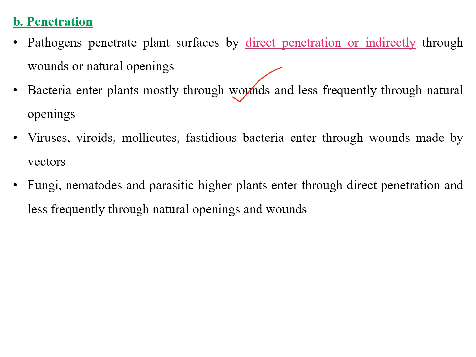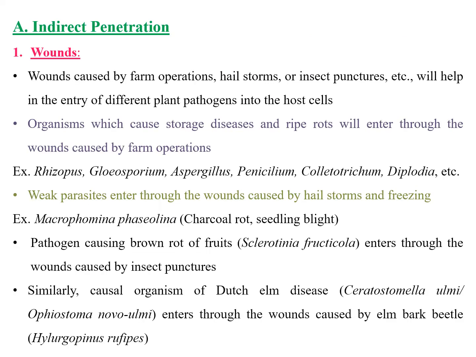In case of fungi and nematodes and some parasitic higher plants like Cuscuta, they will enter through direct penetration and less frequently through natural openings and wounds. That means they will execute some aggressive force to make their penetration into the host plant. First, let us discuss the indirect penetration, then followed by direct penetration. Indirect penetration means through the wounds and natural openings. So let us see which organisms make their entry in an indirect way.